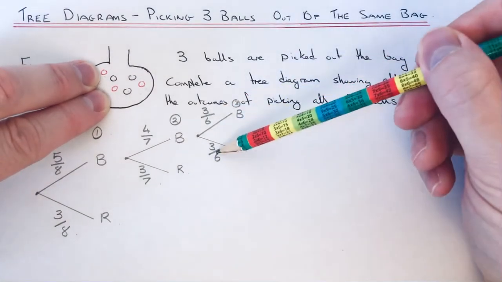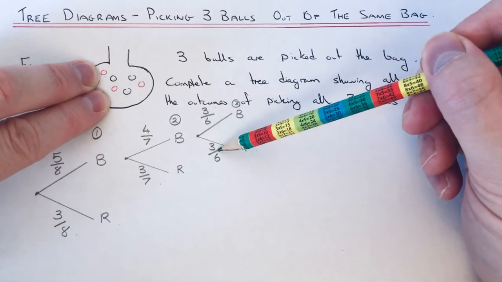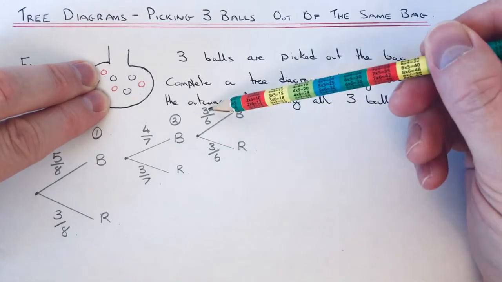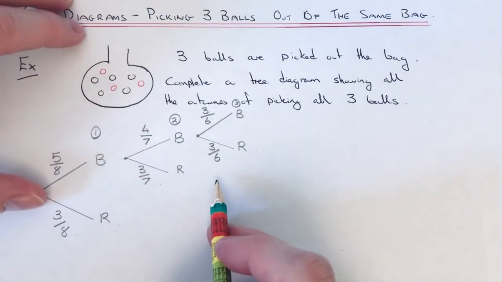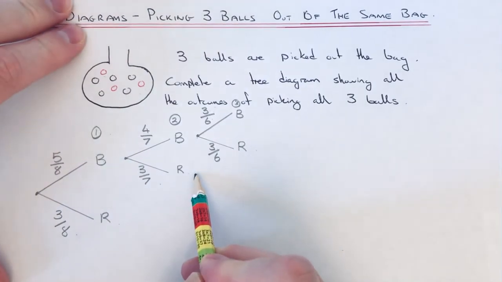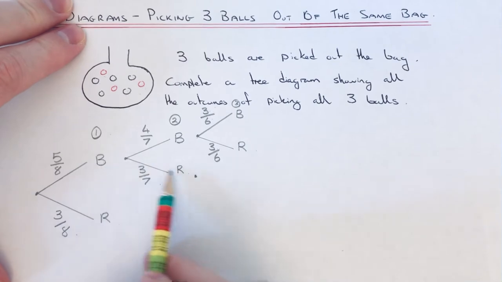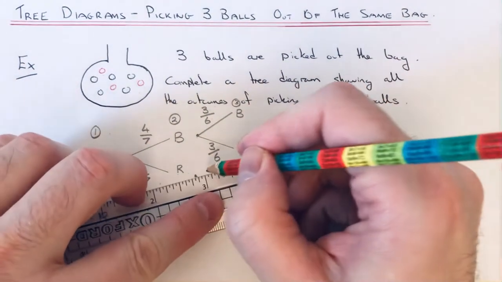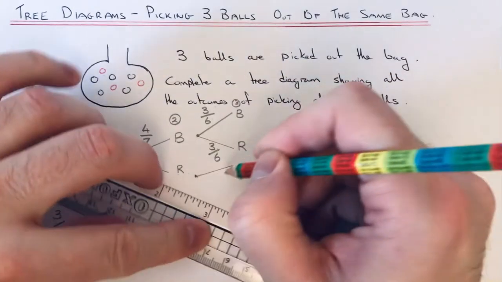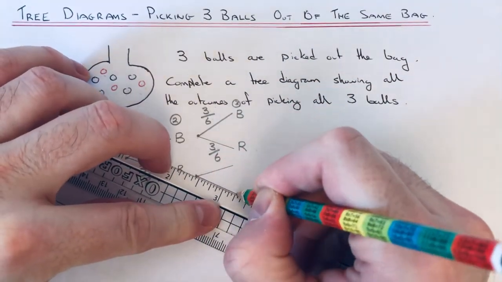Notice as well that each pair of branches adds up to a whole one. So you can use this to help you if you're finding it difficult as well. Okay, so let's complete our third ball for picking out a black and a red previously. So again, if I've picked out a black and a red previously, I can then also pick out a black and a red for my third ball.